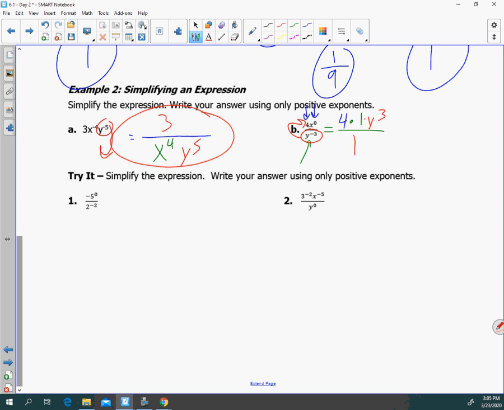There's nothing on the bottom, so I can write over 1. I don't really need to. So actually, I don't even need a division sign for that one. Final answer is going to be 4 times 1, which is 4 with a y cubed. Okay? Not too shabby.